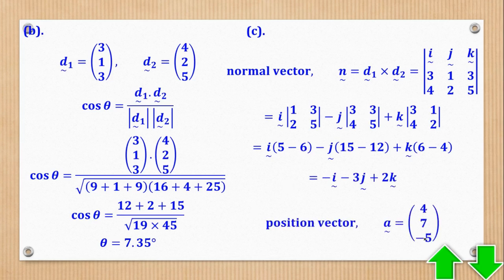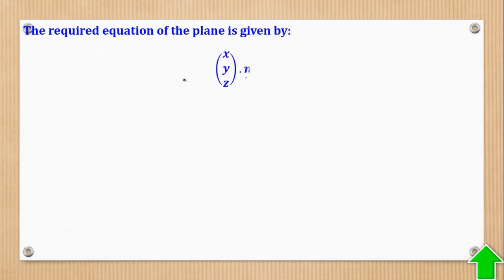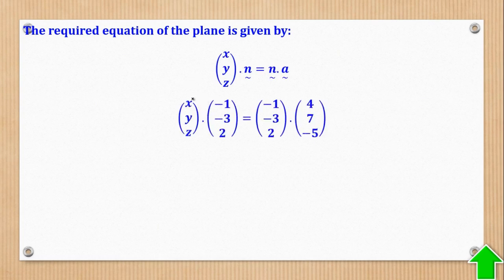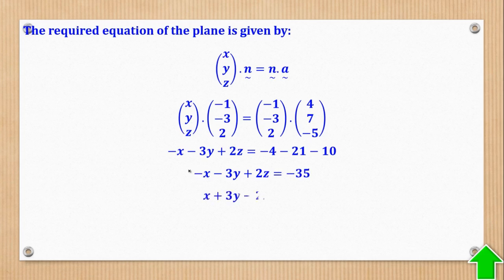Then I also have this position vector. Therefore now I know the normal vector and position vector. Therefore I can get the Cartesian equation of the plane from the formula that r dot n is equal to n dot a. Then substitute, expand, simplify, and that is what they wanted. So you can rearrange to make x positive.